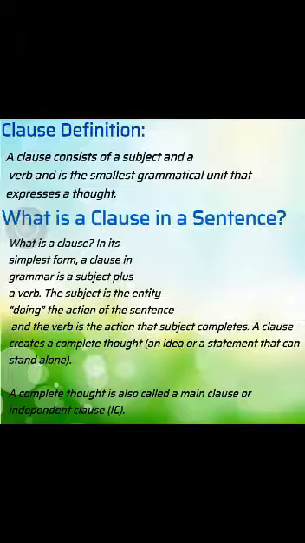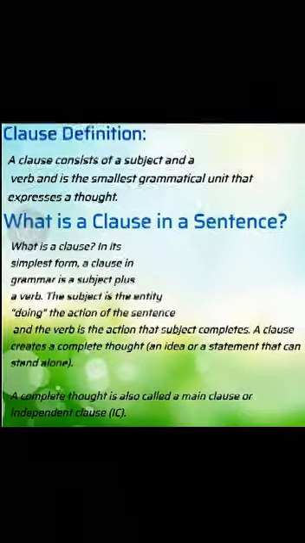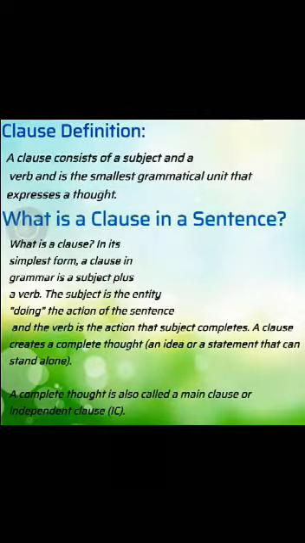व्हाट इज अ क्लॉज इन अ सेंटेंस? एक सेंटेंस में क्लॉज क्या होता है? सेंटेंस में क्लॉज एक सिंपलेस्ट फॉर्म होती है. अ क्लॉज इन ग्रामर इज सब्जेक्ट प्लस अ वर्ब. एक सब्जेक्ट और वर्ब का जो पीस होता है, दैट इज कॉल्ड द क्लॉज.